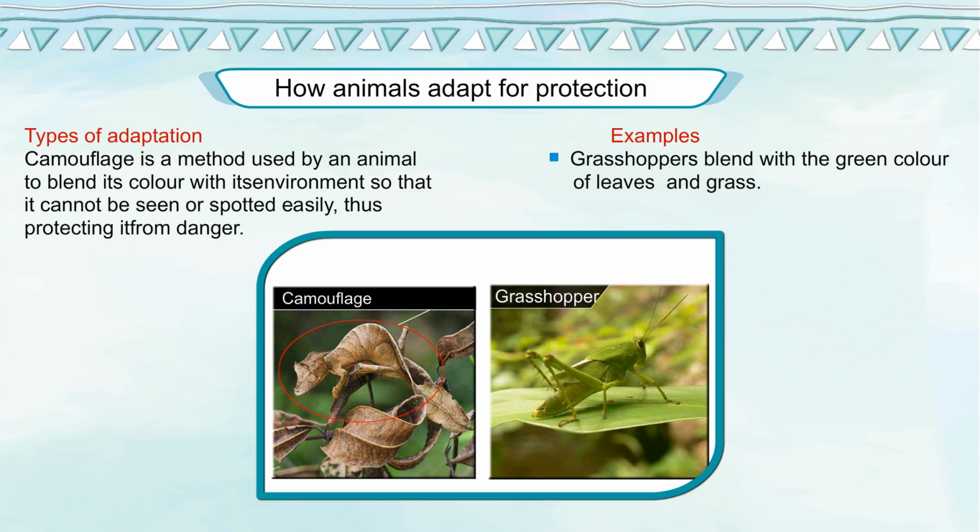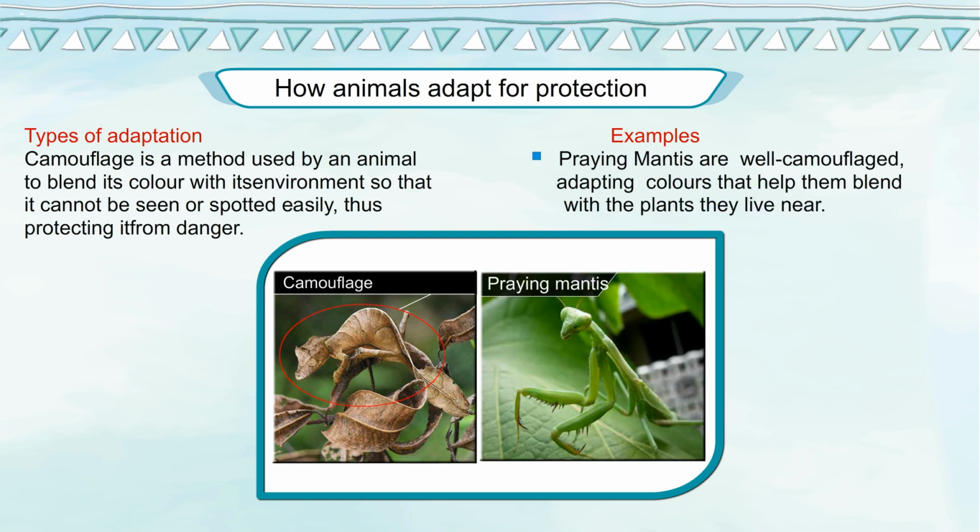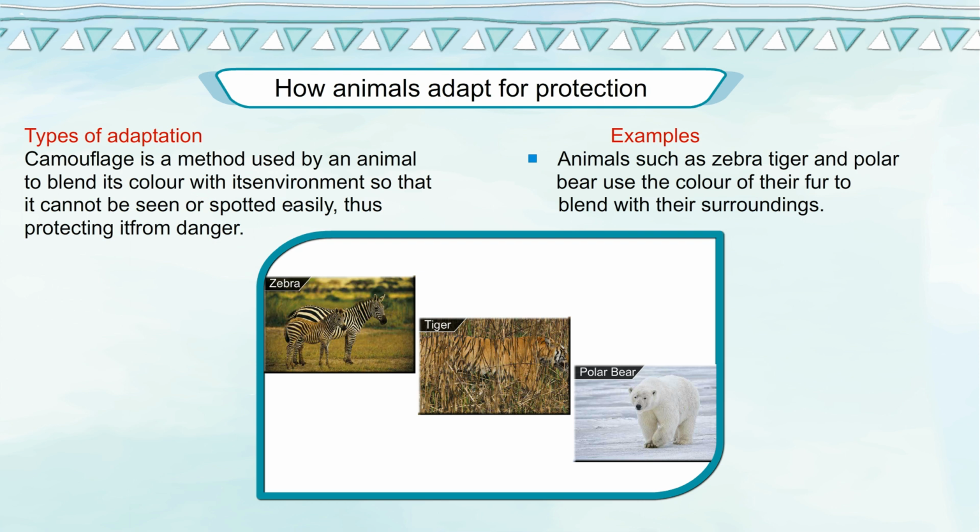Grasshoppers blend with the green color of leaves and grass. Praying mantis are well camouflaged, adapting colors that help them blend with the plants they live near. Animals such as zebra, tiger, and polar bear use the color of their fur to blend with their surroundings.